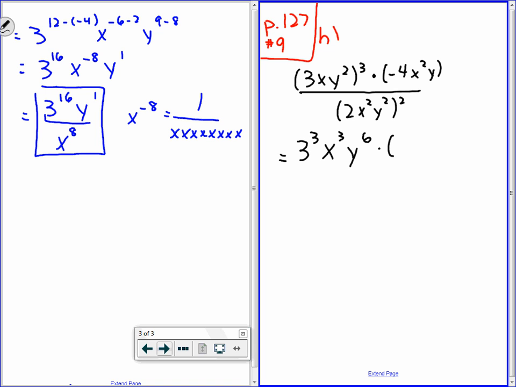Now, I'm going to leave this as negative 4 x squared y because that doesn't change. Okay? In the denominator, shoot, just wait, I have a brain freeze. Just wait. Reese, can you do the denominator for me, please?